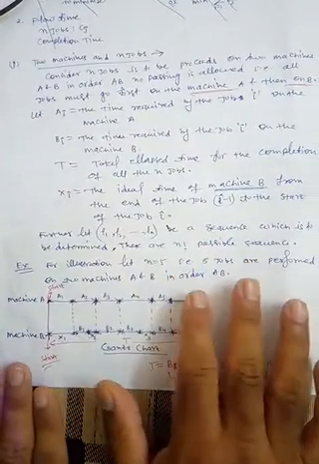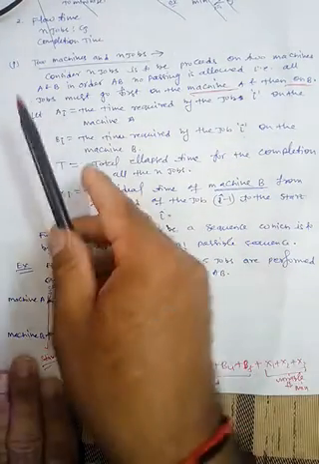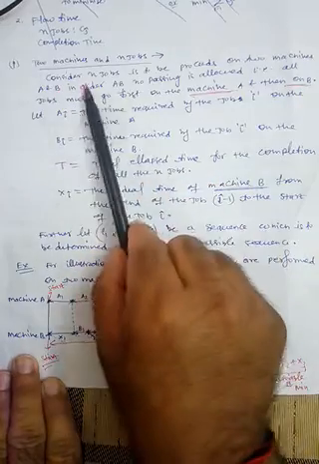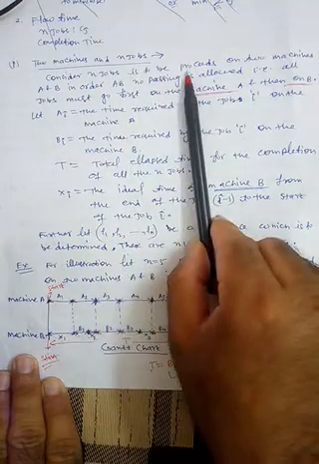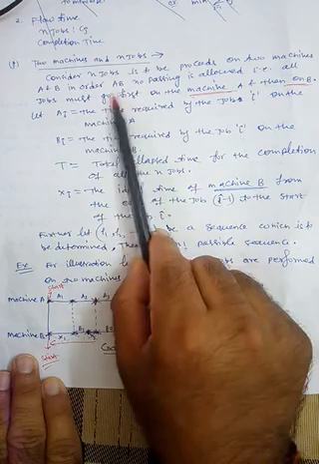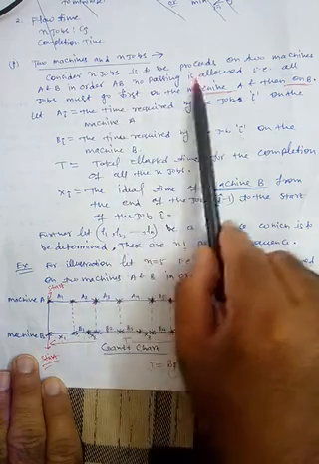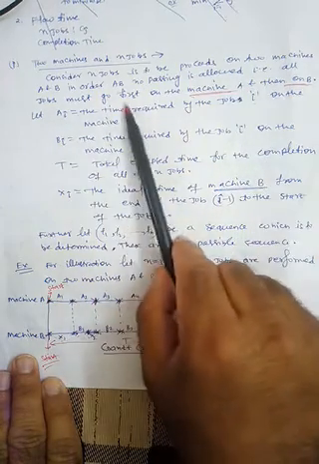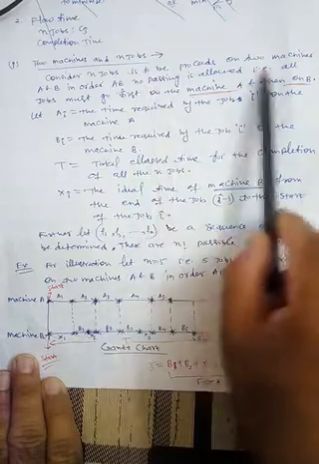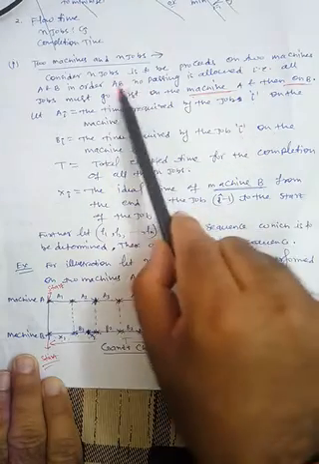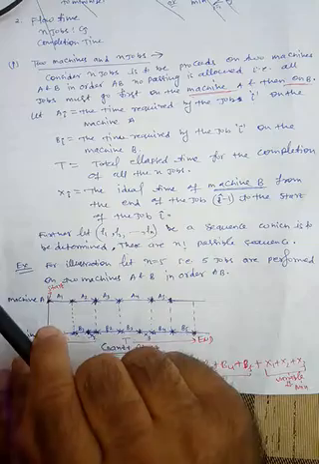Now here, first we are considering the 2 machine and n job problem. So consider n jobs to be processed on 2 machines A and B in order AB. No passing is allowed. This is our assumption. That is, all jobs must go first on machine A and then on machine B. So this is the order.